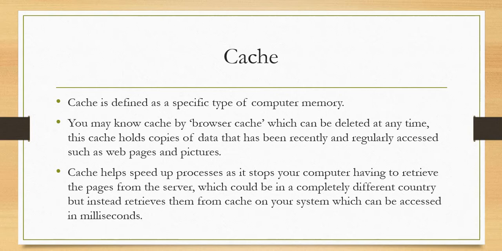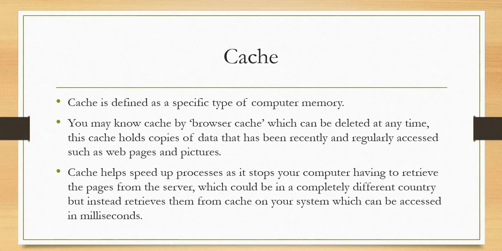pictures. The cache helps speed up the processes as it stops your computer having to retrieve the pages from a server, which could be in a completely different country, such as Algeria. I'm from the UK, so the server that I'm trying to access the data from could be somewhere like Algeria or Australia. So instead of having to do this, the cache is used to store local copies of data on your system, so the computer doesn't have to retrieve the data from somewhere else, and it makes it instantaneous when it's in the cache.